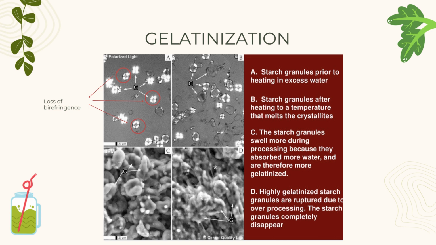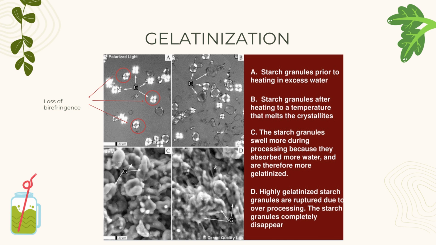In A, starch granules prior to heating in excess water means no gelatinization happens. Figure B is the starch granules after heating to a temperature in excess water that melts the native crystalline. Figure C shows the starch granules swell more during the processing because they absorbed water and therefore are more gelatinized. If you focus, there is a loss of birefringence, which is the cross shape or Christian symbol of the starch granule caused by the organization of the starch in figure A and B, but no more in figure C and figure D.